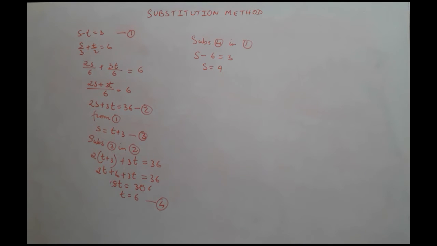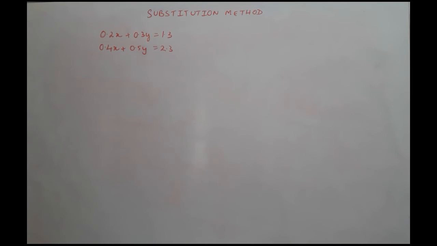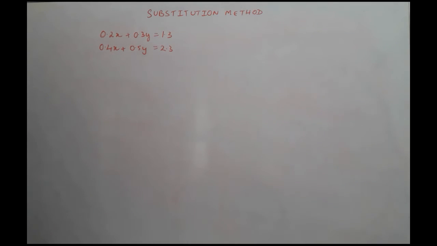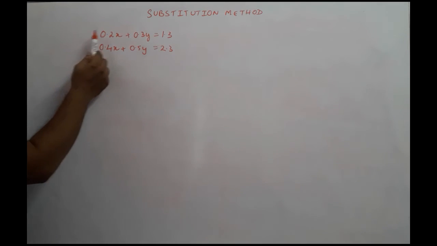Let's go to the next problem. Our next problem is 0.2x plus 0.3y equal to 1.3 and 0.4x plus 0.5y equal to 2.3. Again, this is in decimal form, and we don't need it in decimal form. We need them in linear equation form, that is whole numbers, or integers. If you have a look at all of them, they are one decimal place all. So to get rid of them, all we need to do is multiply each one by 10.